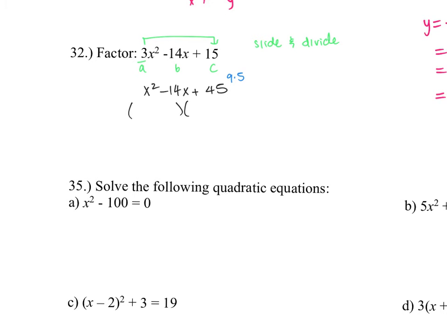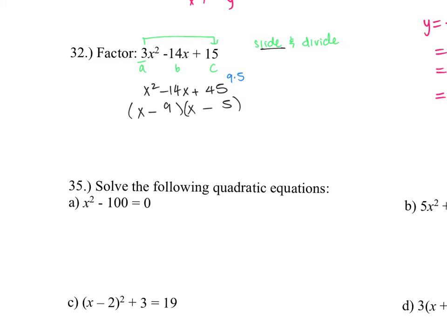Now I just need to think about the signs here. So if this is x, this is 9 and 5. Maybe they're both negatives because I noticed this here is a positive, so they need to multiply to give a positive number, but they also need to add to give a negative number. So negative 9 times negative 5 does give me 45, and negative 9 plus negative 5 does give me negative 14. So in this case, it works, but don't forget, you've slid, you have factored, you haven't divided.